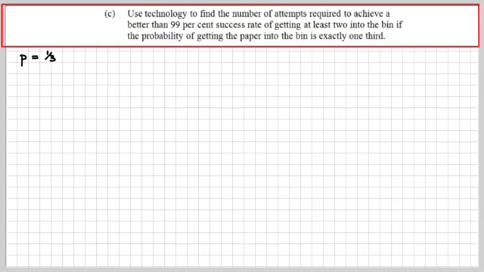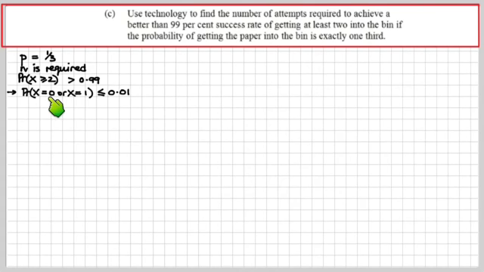So let's just get our ducks in a row. p is 1/3. n is what we have to find out, okay? So we need the probability of x being greater than or equal to 2 to be more than 0.99. Now, is that what that says? I think that's what it does say. It's better than 99% success rate of getting at least 2 into the bin. Yes, that's right. So therefore we want the probability of x being equal to 0 or x being equal to 1 to be less than or equal to 0.01. That's going at it in reverse, okay?